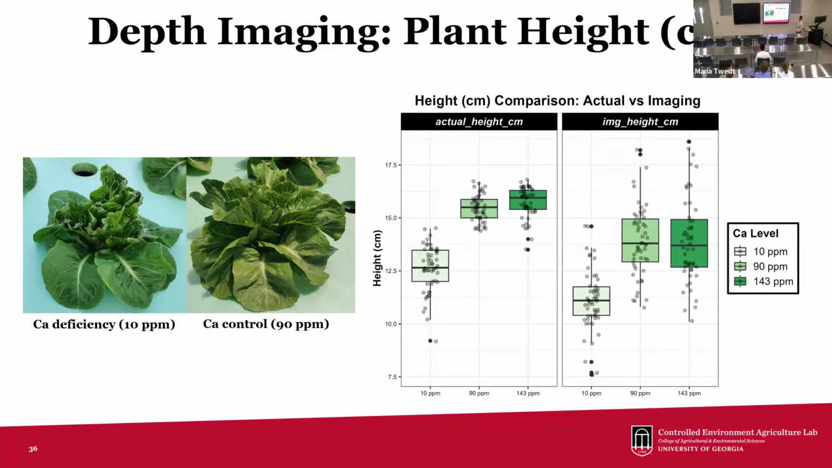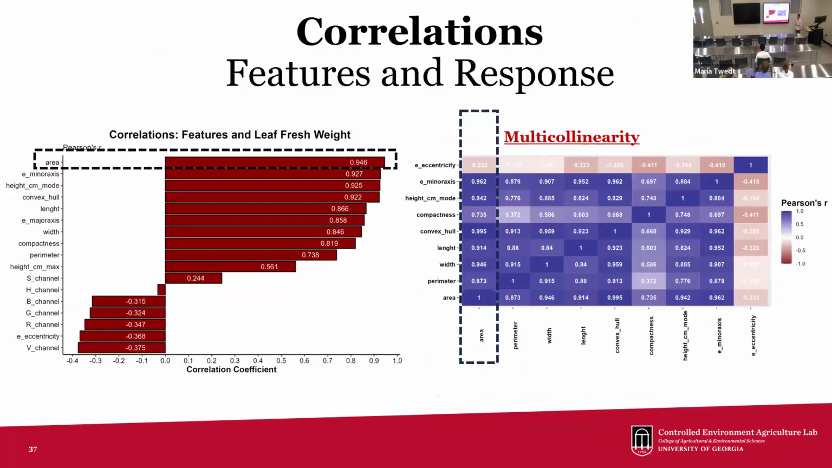There on the left, you can see the box plots for the actual height, or the observed height value. Then on the right, you can see the image-derived height values, which actually follow a similar pattern. Now, we analyzed the correlations among responses and among features to find the variable that better correlates with the leaf fresh weight and all of our response variables. And we also evaluated the correlations among the predictors we used.